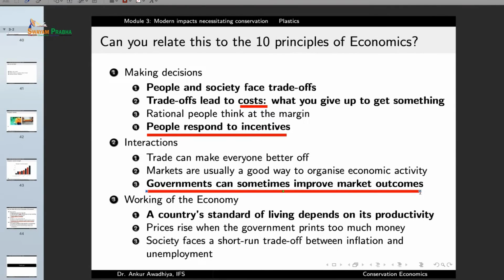So if somebody is using plastics, we are going to tax it more. If somebody is using a biodegradable plastic, we are going to provide him or her a subsidy. If these things come up, then probably the market will shift to a more optimum level. So the government can sometimes improve market outcomes. And also, a country's standard of living depends on its productivity.